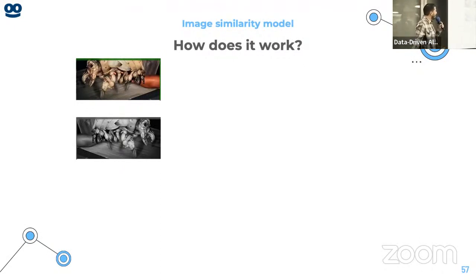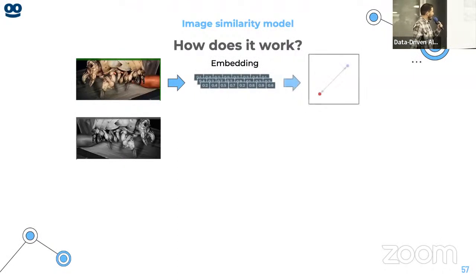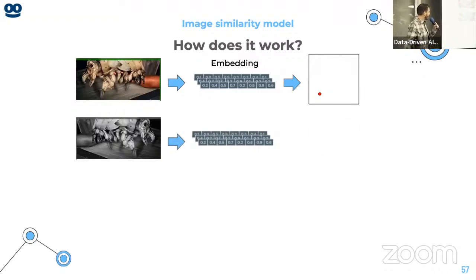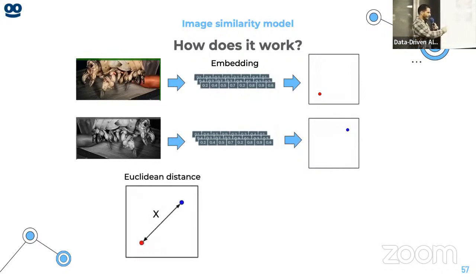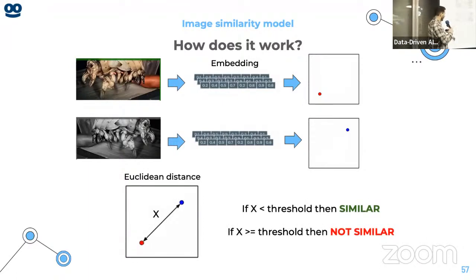So what we're gonna do, we're gonna use embedding to turn it into a number that we can represent on a graph. We do the same for both of the images. And now each image has a numeric representation of the image itself. And what we can do next is to simply calculate the Euclidean distance between the two images. Let's call it X. Now, if the distance between those two images is smaller than the threshold, the model will say similar, they are close enough. But if they are not close enough, X is higher than the threshold, then the model will say not similar. In a very high level, how it works.